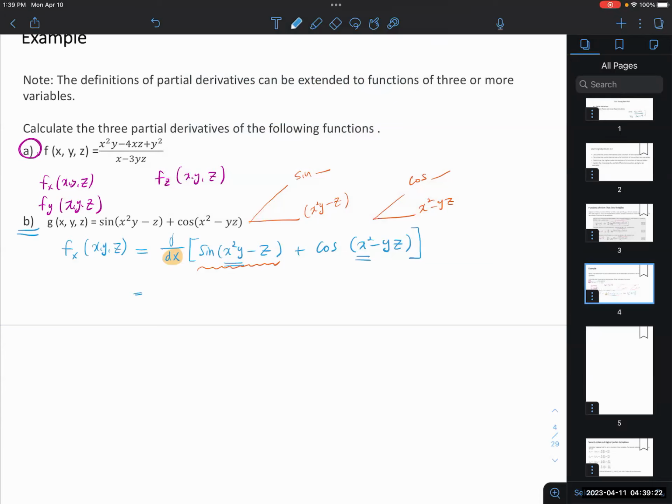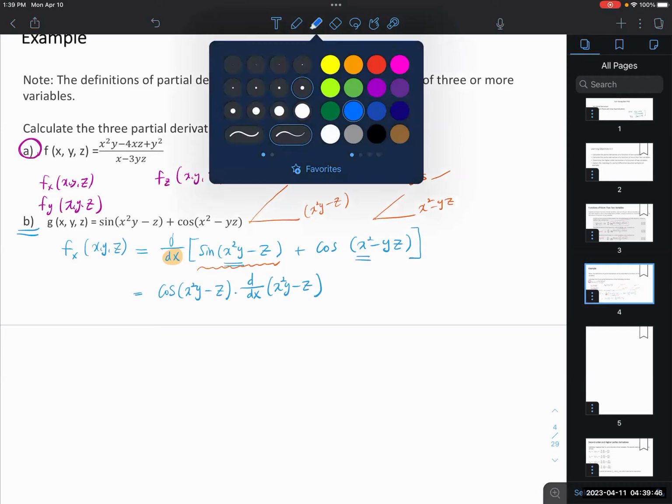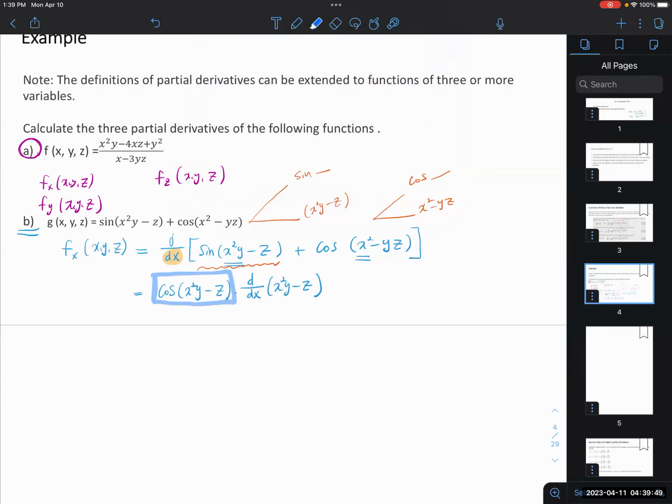The sine will be what? If you take the derivative of the sine, be careful, it's gonna be positive cosine, not negative. So you can refer to the differentiation table. So the outside, cosine x squared y minus z. And we have to take a look at the inside one more time. So if I highlight it, this is the outside. This is the inside, chain rule for the first term.